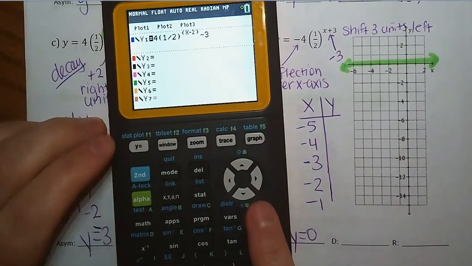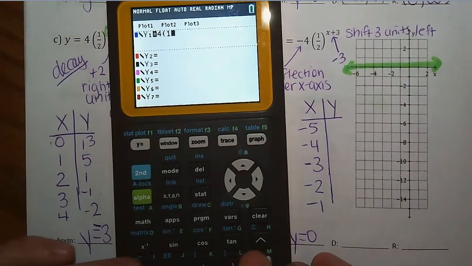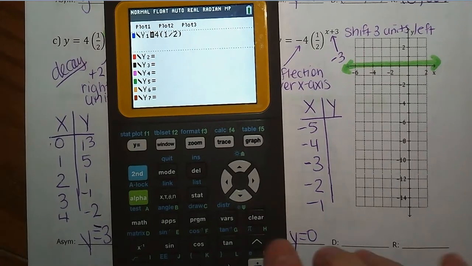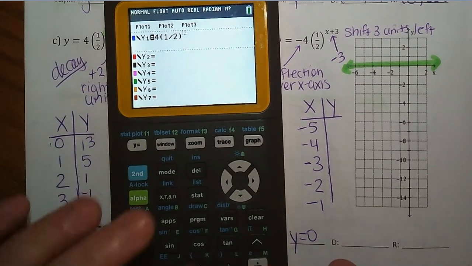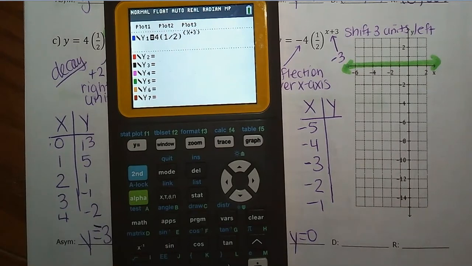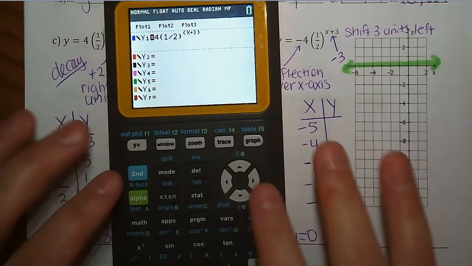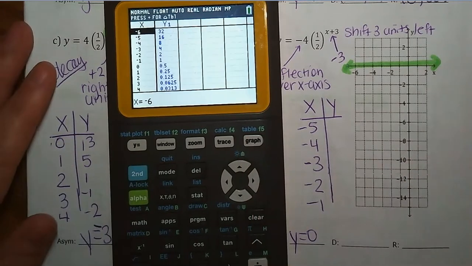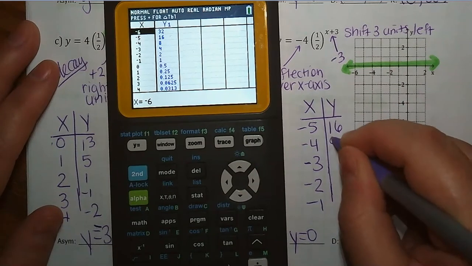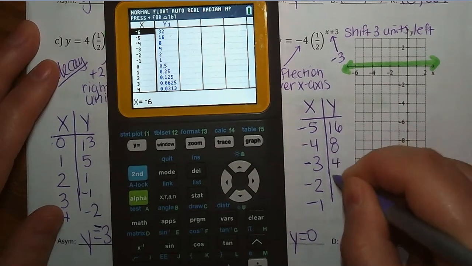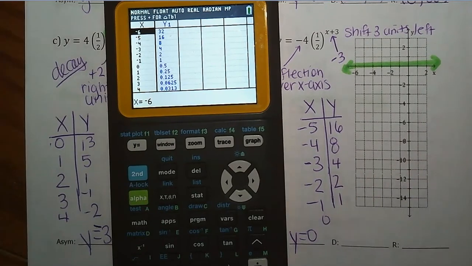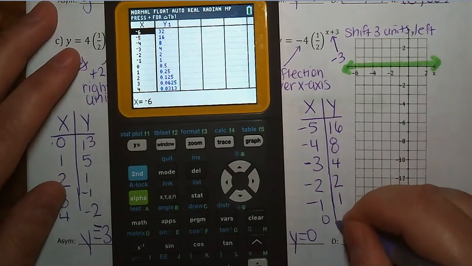So I'm going to go y equals, I'll just clear that out, 4 times 1/2. You guys could also type in the 0.5 if you want to do that instead of writing out the 1/2. Now, my whole exponent is x plus 3, so I'm just going to put parentheses around that to be safe. And then once I've got that typed in, just hit second graph. That'll take you to the table. Now, -5 is at 16. This is 8, 4, 2, 1. You can see if you want to extend the table a little bit, 0 is at 1/2, and then you keep getting smaller.